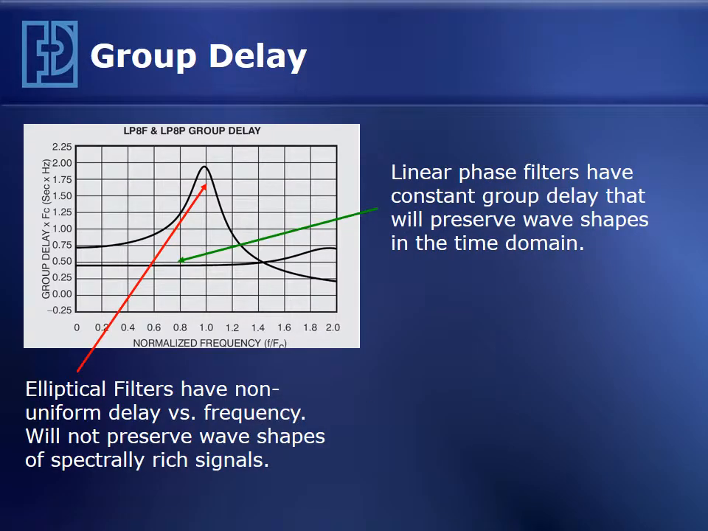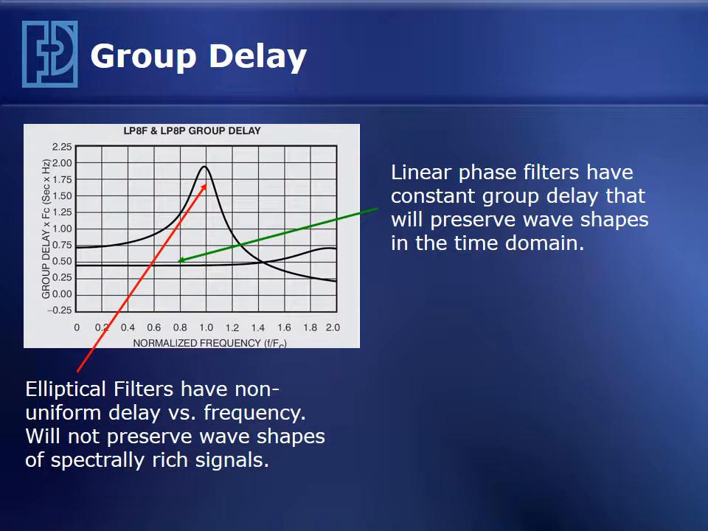So back to the notion of group delay. If we look at the group delay for the LP8F flat mode filter and the LP8P pulse mode filter, Precision Filters characteristics, we can see with the red arrow that the group delay of the LP8F is not constant as we go through the passband. The passband here is defined from 0 to 1 in normalized frequency.